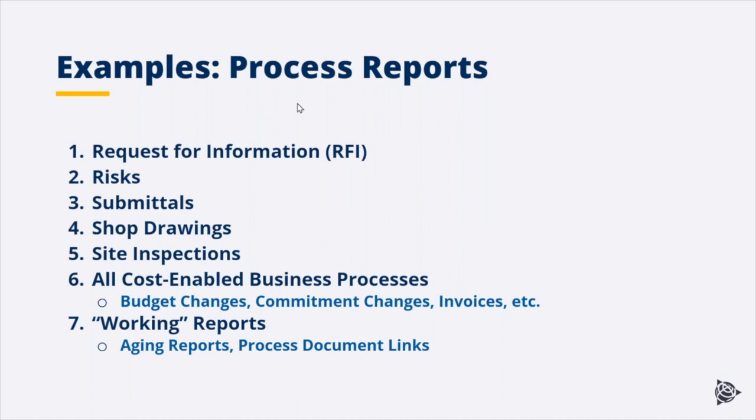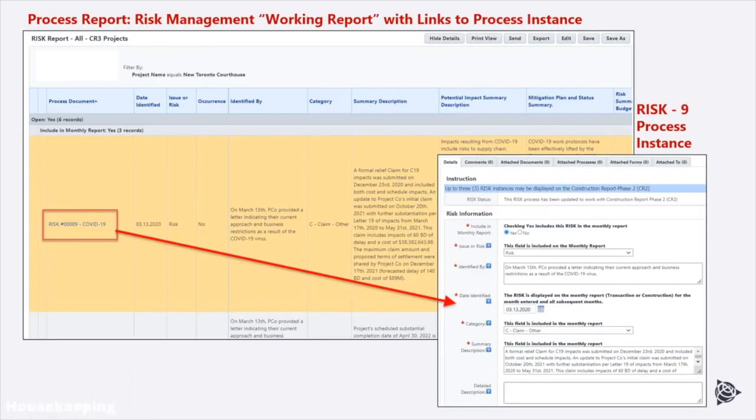And then another key feature of process reports are what I call working reports. This would be managing all the work in your court, work that is in your court. Basically, all of the items in your report will have a process document that will link back into the system so that you can access that information and update it over time to keep all of your work in your court up to date. So let's take a look at something of that nature.